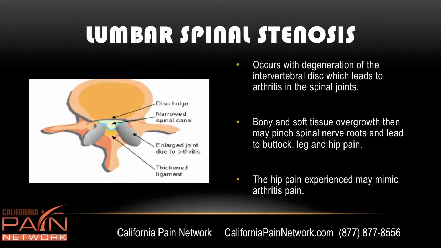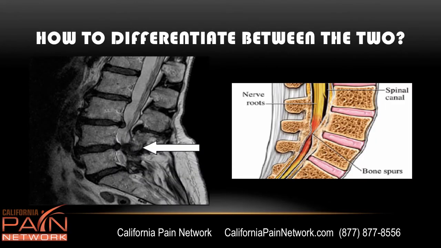Lumbar spinal stenosis occurs with degeneration of the intervertebral disc, which then leads to arthritis in the spinal joints, which then leads to bony and soft tissue overgrowth. That can start pinching spinal nerve roots as they try to get off from the spinal cord, and it can lead to buttock pain, leg pain, hip pain. So the pain in the hip may mimic arthritis pain. So how to differentiate between the two? Well, it may not be so easy.